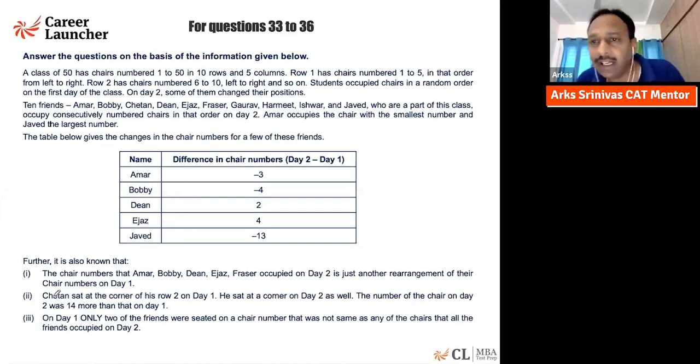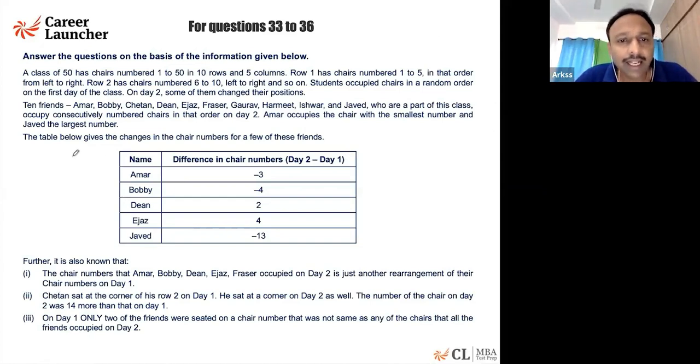Set 2 is an easy set, and let's look at how to solve them. A class of 50 chairs has been numbered 1 to 50 in 10 rows and 5 columns, rows 1 to 5 in that order from left to right. Row 2 has 6 to 10. So 1 to 5, 6 to 10, and so on, 11 to 15, etc.